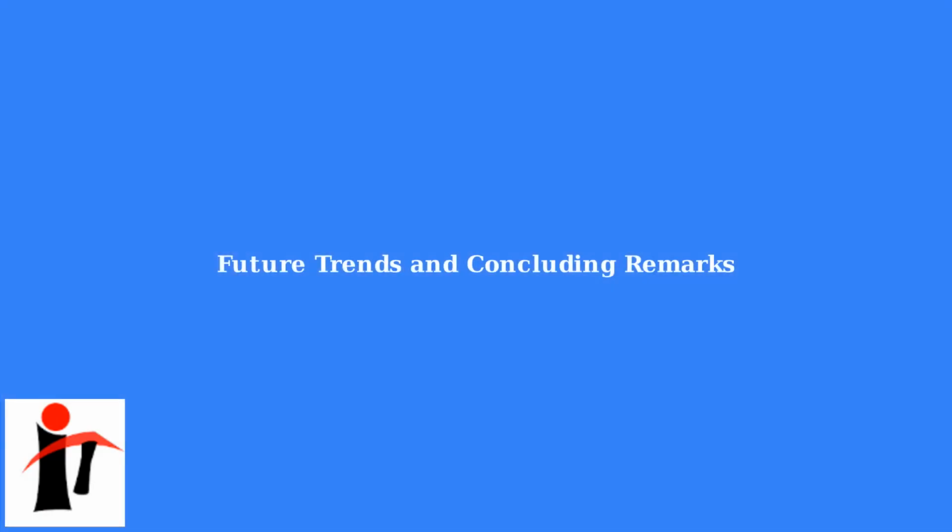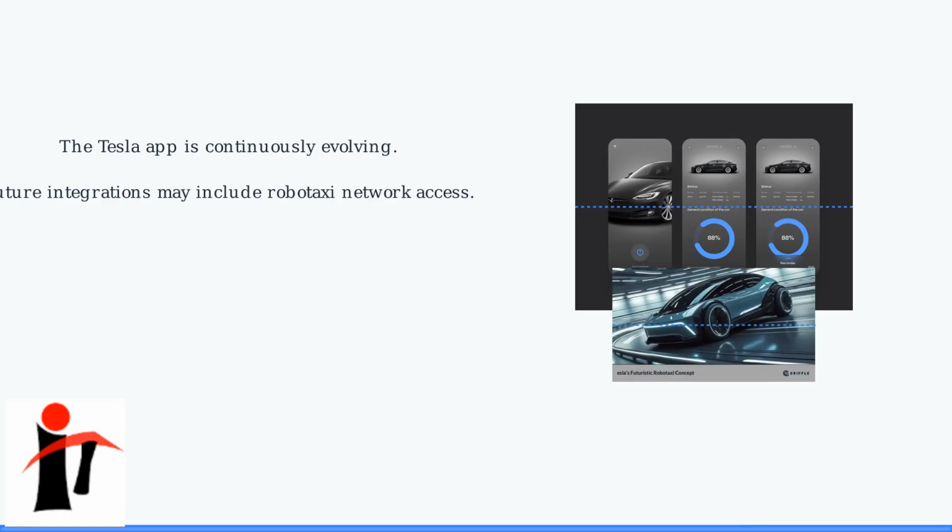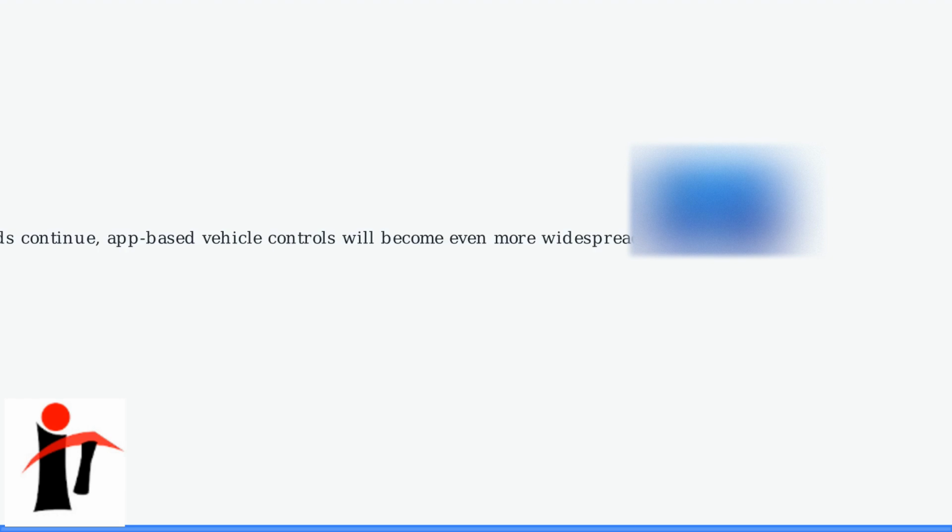The Tesla app is continuously evolving with new features and integrations on the horizon. Future integrations may include access to Tesla's robotaxi network, allowing seamless connections between your vehicle and autonomous transportation services. As electrification trends continue to grow, app-based vehicle controls will become even more widespread across the automotive industry.